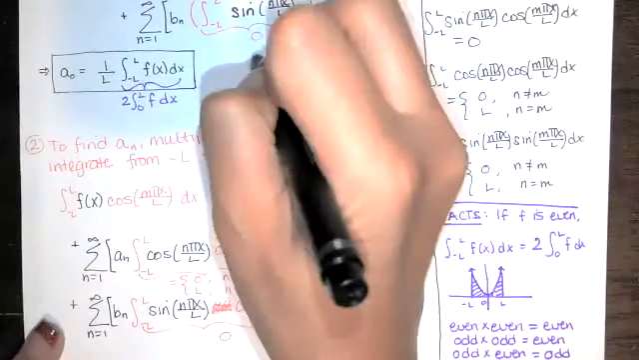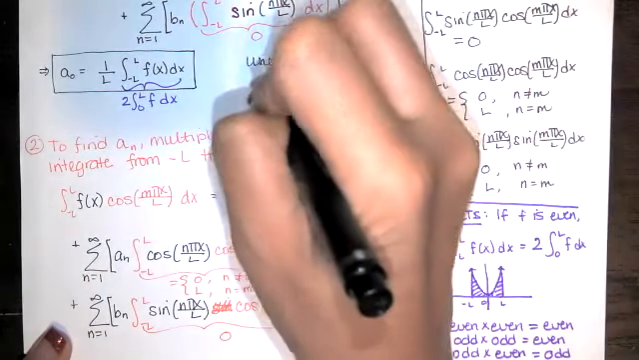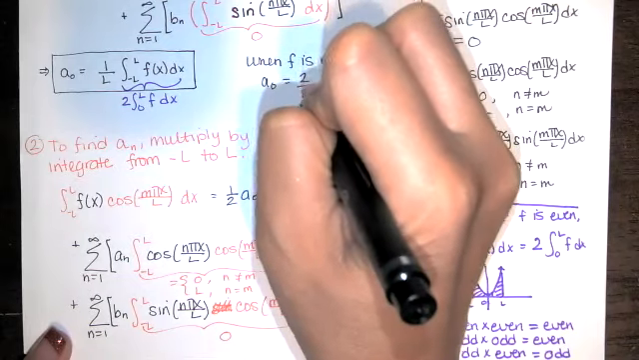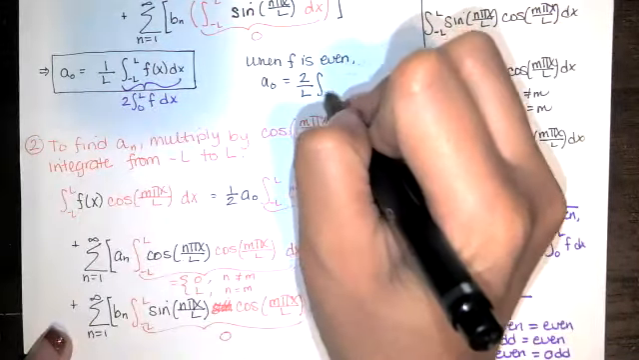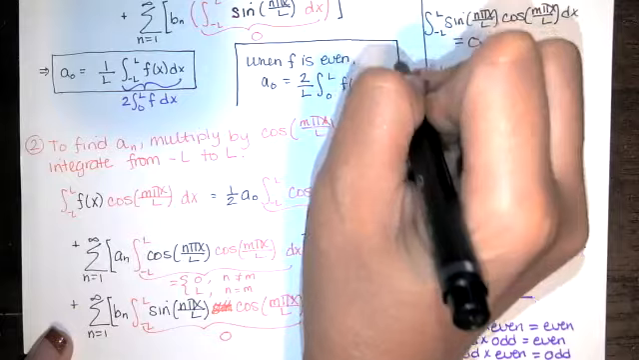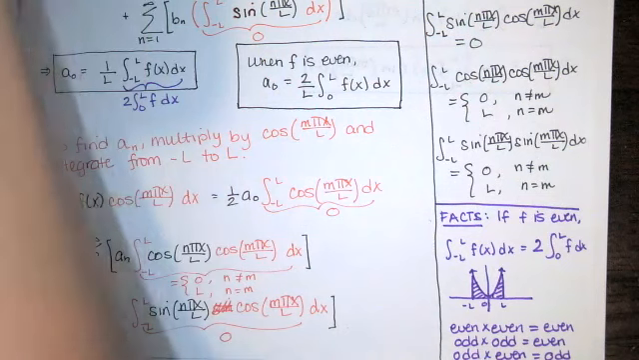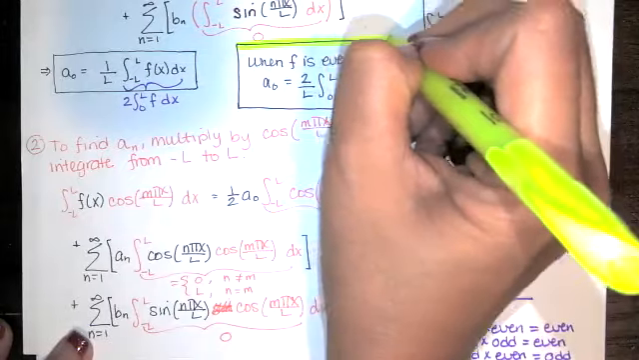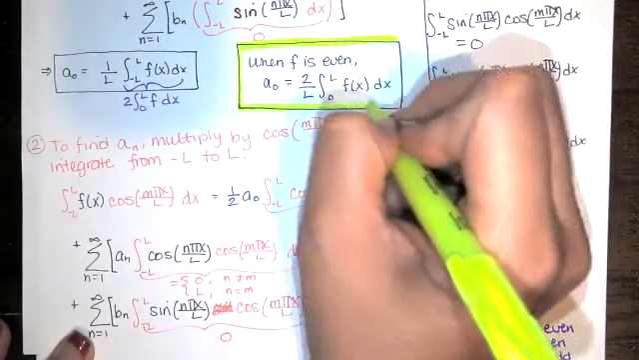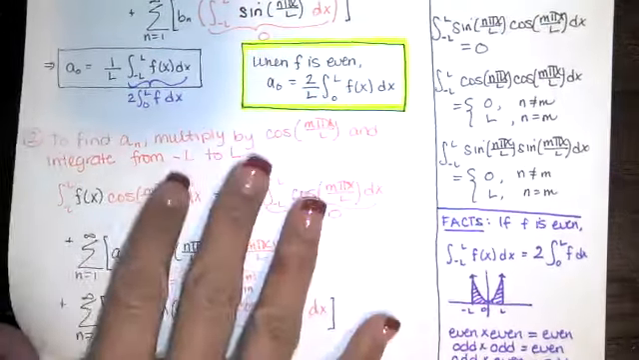So if f is even, or when f is an even function, we'll have a sub 0 equals 2 over L. That 1 over L times the 2 gives me the 2 over L, times the integral from 0 to L of f. We're interested in when f is even because we're trying to come up with that Fourier cosine series. We're just seeing how these formulas simplify if f happens to be even. Okay, so now let's look at the a sub n's and see how those simplify if f happens to be even.